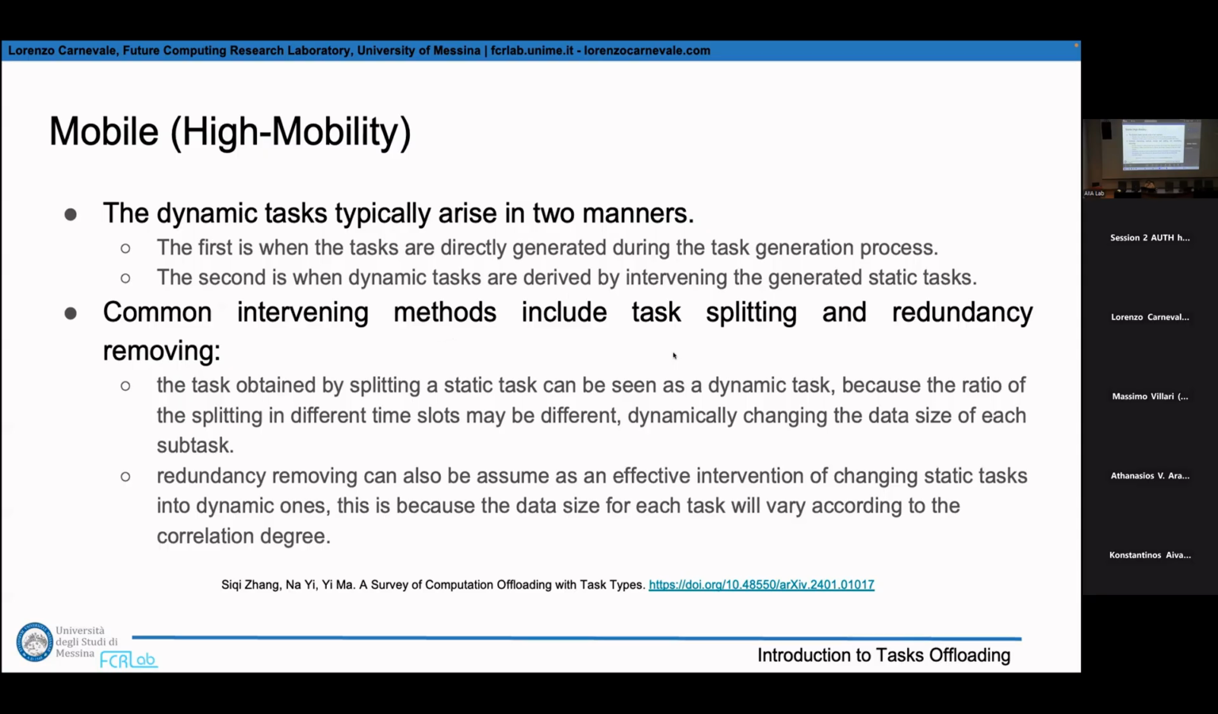Typically, it introduces the task splitting and redundancy removing, okay?